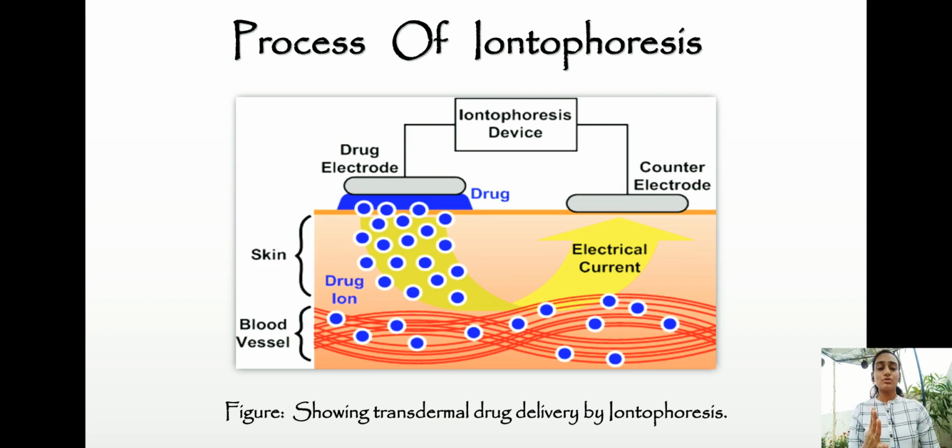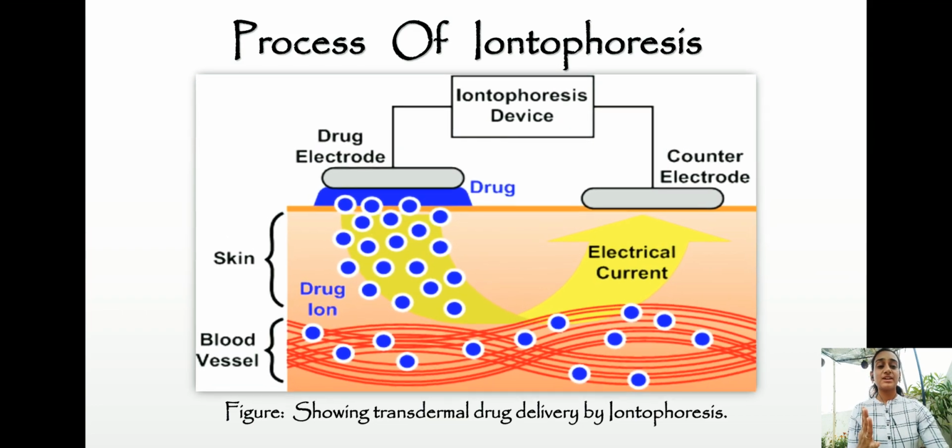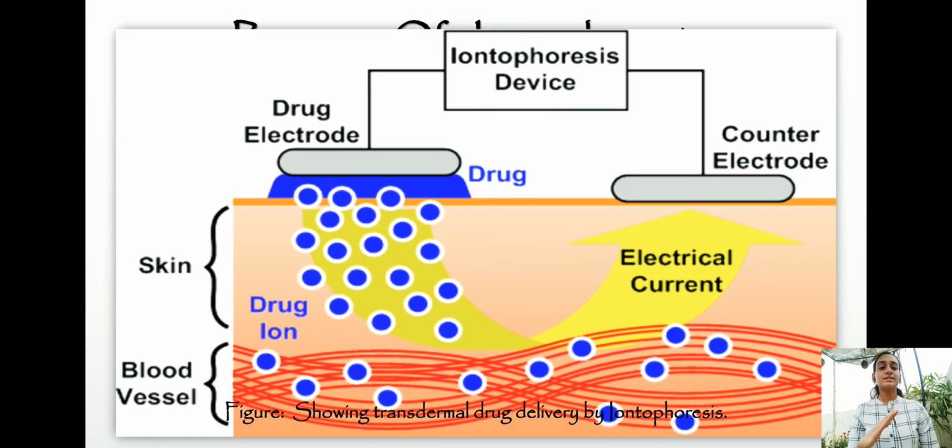I would like you to focus on this picture here. We can see that the device is placed on the skin with the help of two electrodes. The two electrodes are a drug electrode, and another one is a counter electrode. Now, the interaction of ions with that of the electric charge creates a force which drives the ions into the skin. Now, this process of producing a solvent which carries the ions is called electroosmosis.